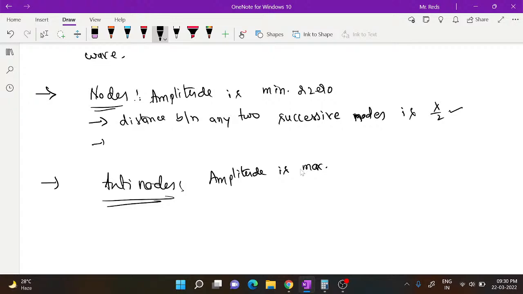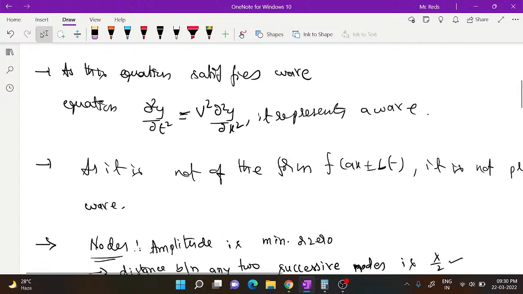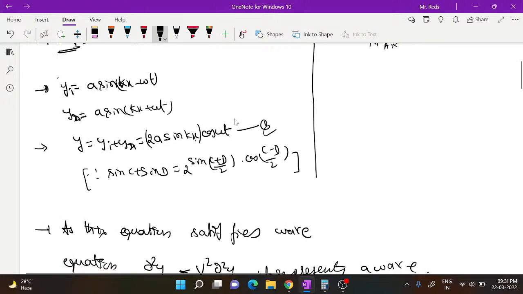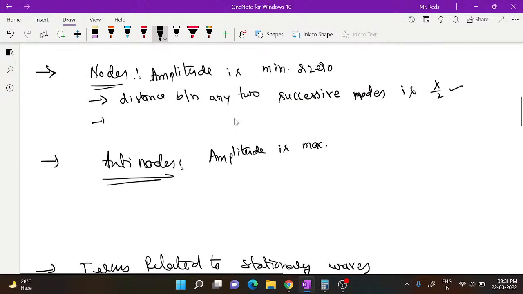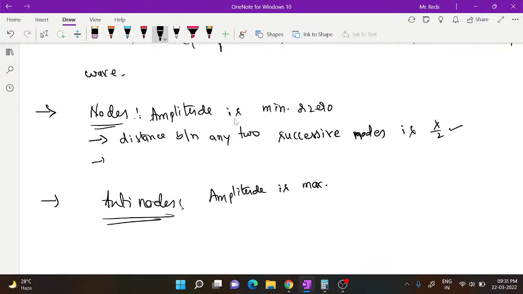The next very important point you have to remember is that from this mathematical expression, 2a sin kx represents the amplitude of the stationary waves. The points of minimum amplitude are called nodes. The points of maximum amplitude are called antinodes. So from this you can say that as 2a sin kx is the amplitude of the stationary waves, when this is minimum, we'll get nodes.